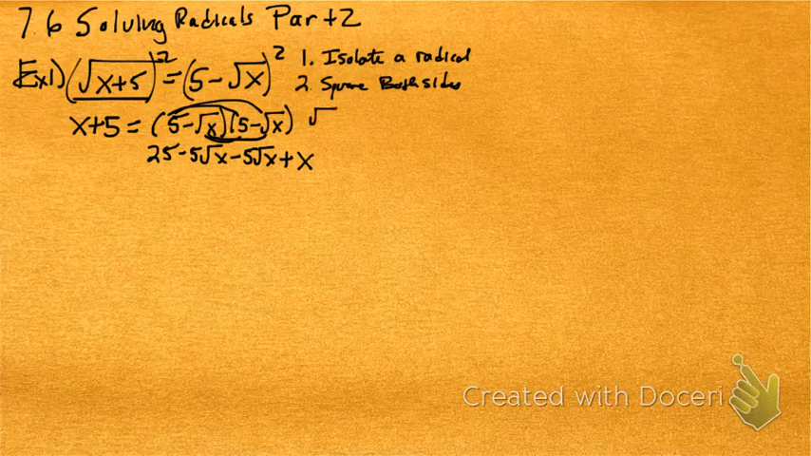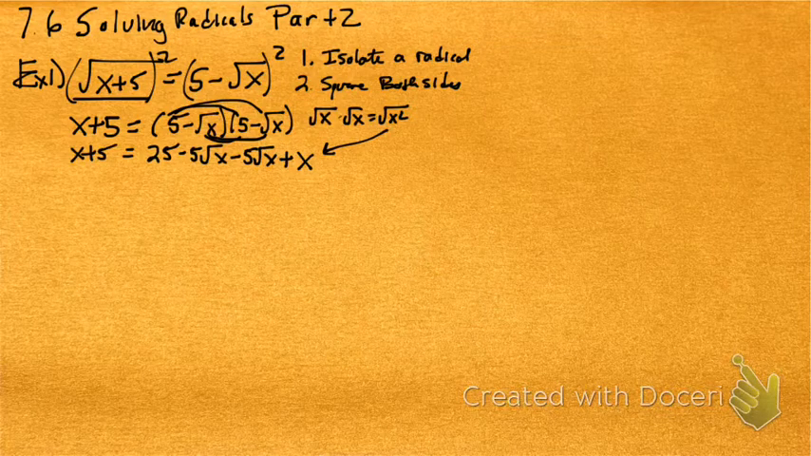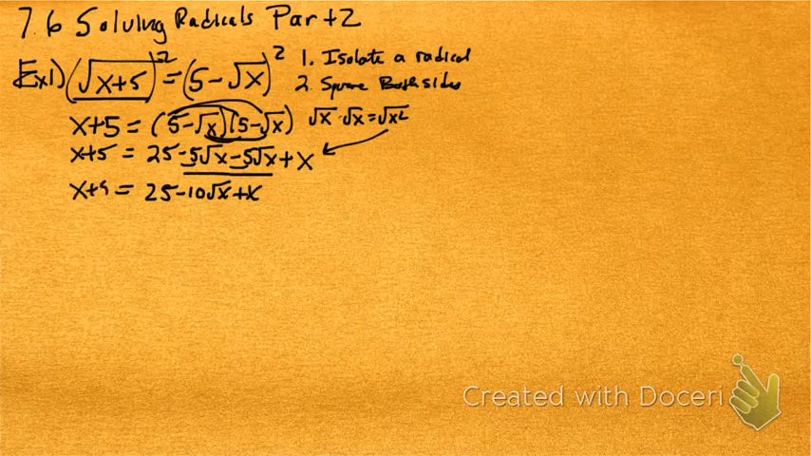Remember, the square root of x times the square root of x is the same as the square root of x squared, which is just x. So this is where we're at on the right side. On the left side, we still just have x plus 5 waiting for action to happen to it. Let's add up these like terms. Remember, these are like terms. They have the same base and the same radical. So I really have 25 minus 10 square roots of x, if you add the coefficients, plus x on this side, equal to x plus 5.